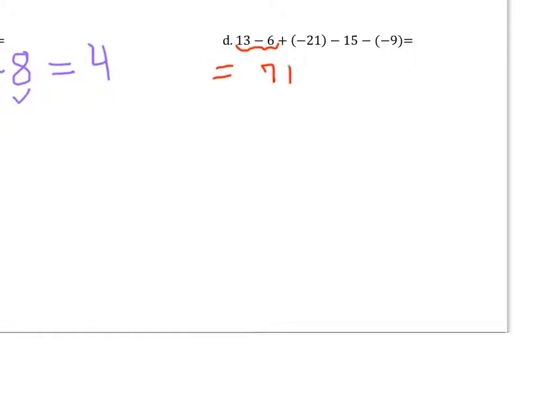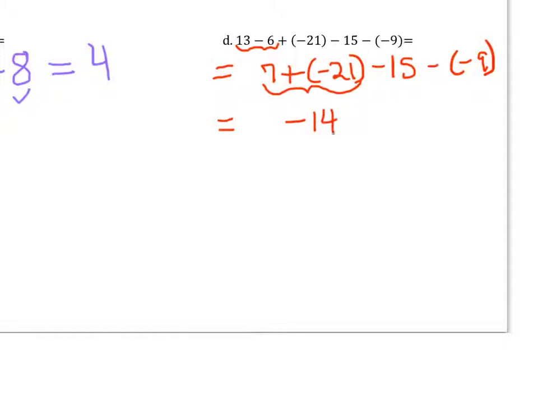So I get 7 plus negative 21 minus 15 minus a negative 9. Now that I've got that 7, I'm going to do 7 plus negative 21. Remember, the signs are different, so I can do 21 minus 7, which is 14. But I take the sign of that negative 21. So that's going to be a negative 14 minus 15 minus a negative 9.